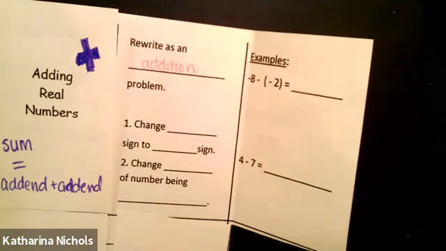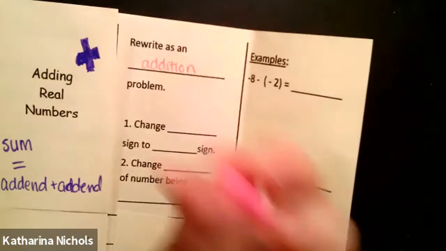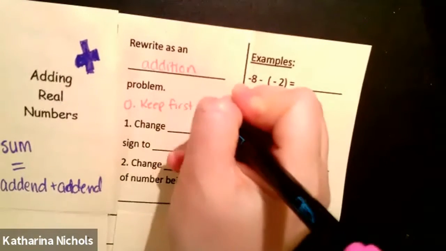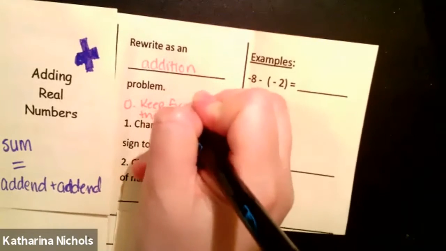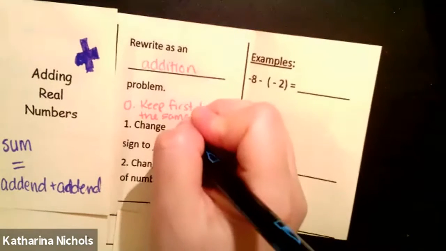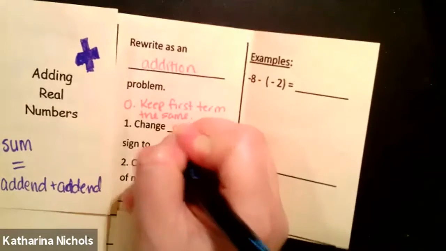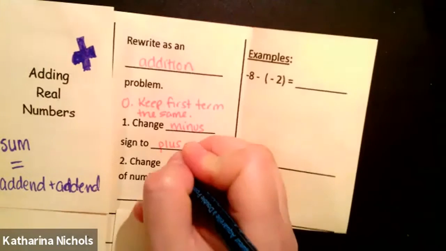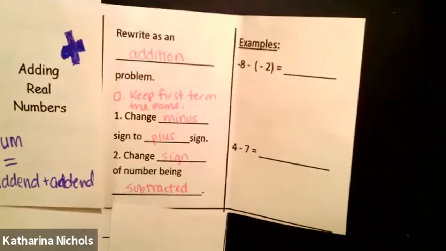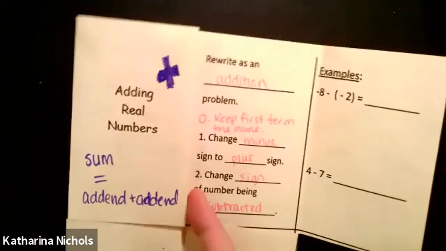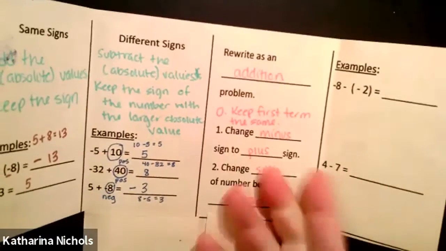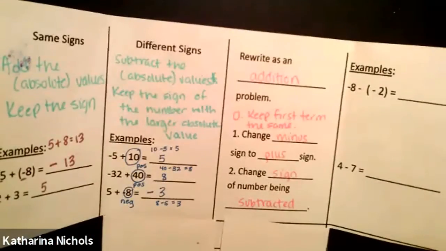Steps to rewriting this as an addition problem are, there should be a step zero. Keep the first term the same. I didn't include that originally because you don't change anything, right? But that's a really important step. Keep the first term the same. Then change the minus sign to a plus sign. After that, change the sign of the number being subtracted. Once you've done that, you can refer to the adding real numbers strategies. So if we're subtracting, you'll follow these subtraction steps and then jump right over here to figure out the rest of the steps.